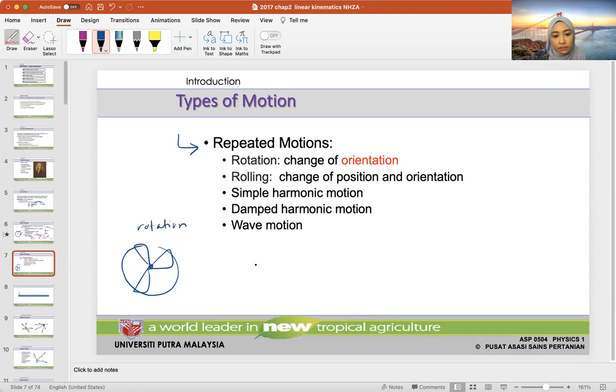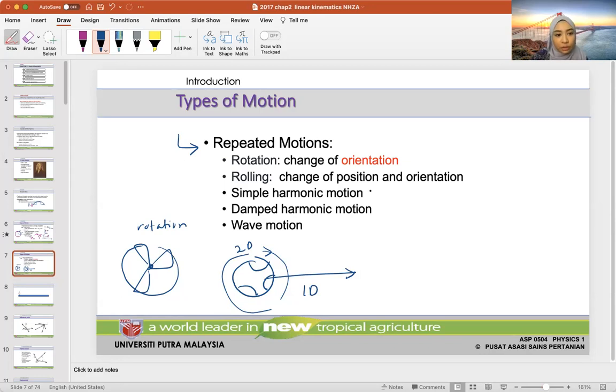And then we have rolling, for example, your ball. Okay, your ball, abaikan ball yang comel ni. So your ball rotates and also moves forward. Bila golekkan bola tu, dia rotate and also moves forward. So that is called rolling. Dia ada 2 types of motion in there, rotation and also translational. Translational dia move in 1D kan, kat sini. Kat sini dia 2D, kat sini dia 1D. So 2 types of motion, and the combination of both of this is called rolling.